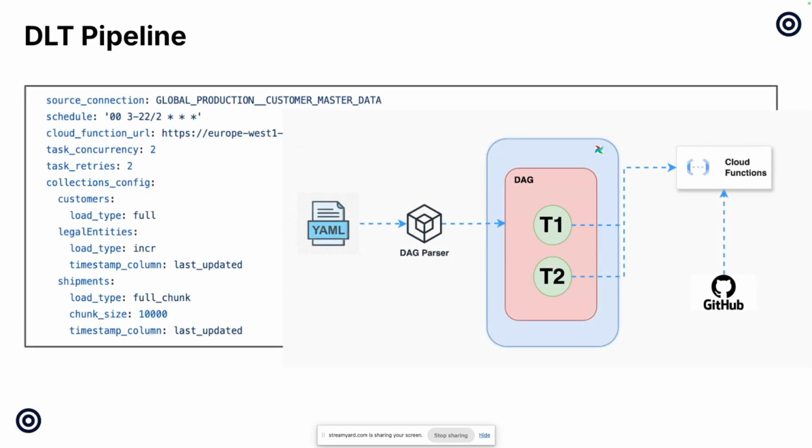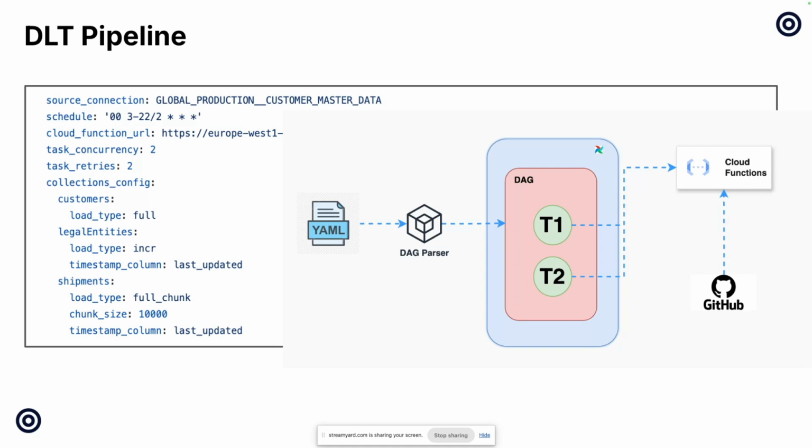Just to show you a diagram, this is how our YAML configurations look like. Just the collection and the load type. If it is incremental, then we give a timestamp column. If it is a full chunk, we give the chunk size and certain configurations which are essential to create the jobs. So YAML is created by the parser.